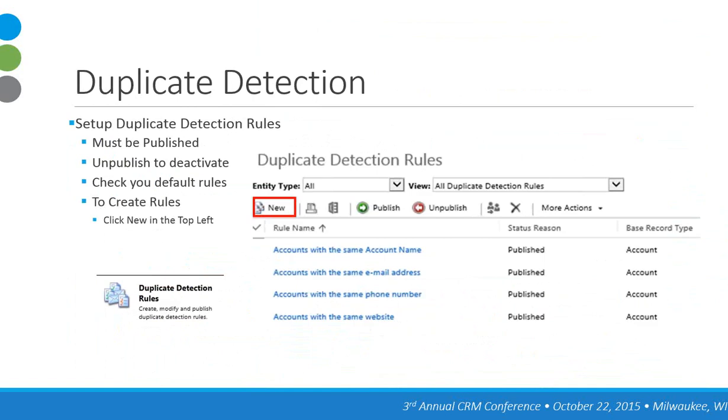Now, duplicate detection rules, out of the box by default, CRM does come with some enabled, so we do recommend you go in, see what's enabled, see if that fits your data, and maybe enable or disable those rules if they do not fit your data. So these rules need to be published for them to be active. So you'll see they either have a status reason of published or unpublished. It's pretty simple. Just go in and select it and select unpublished if that rule does not fit your system. And to create new rules, you simply can click the new button in the top left that's highlighted in the image on your screen.